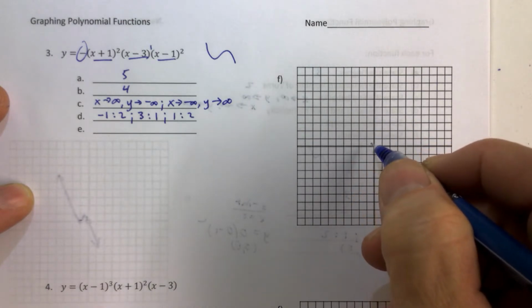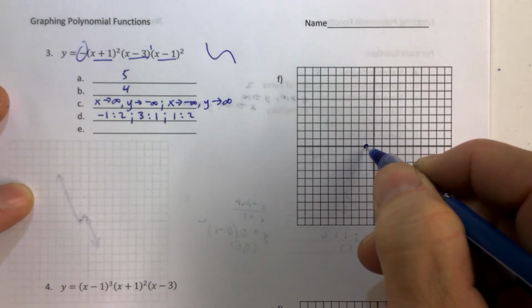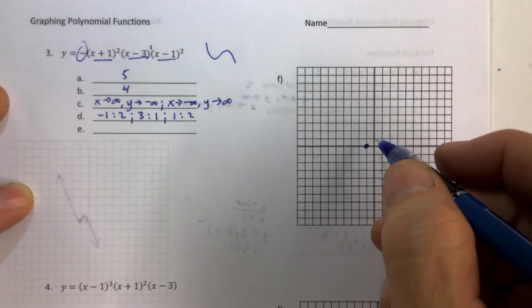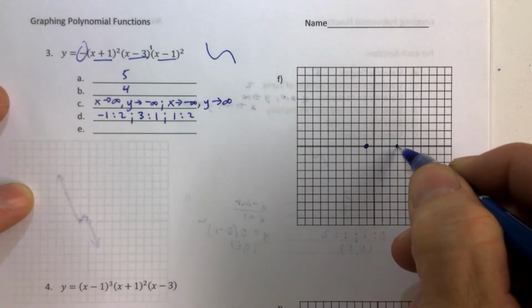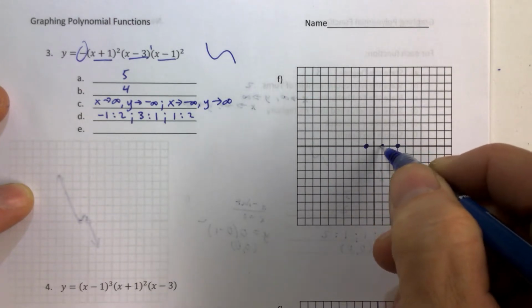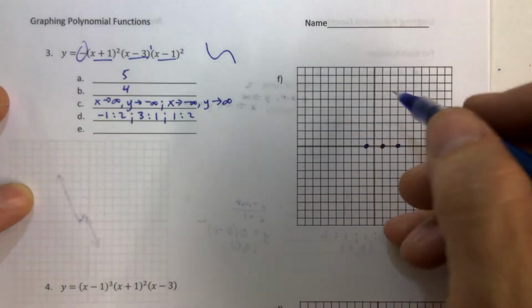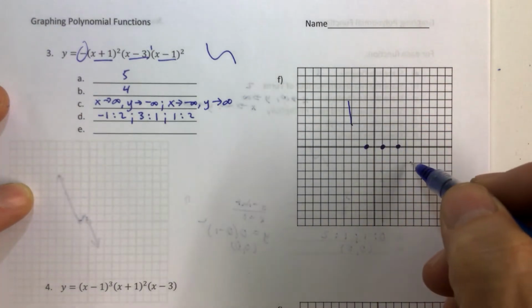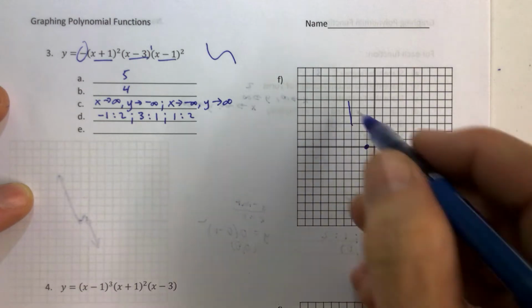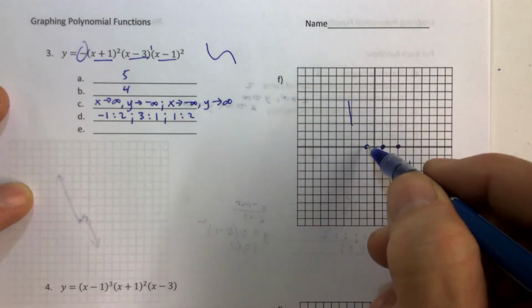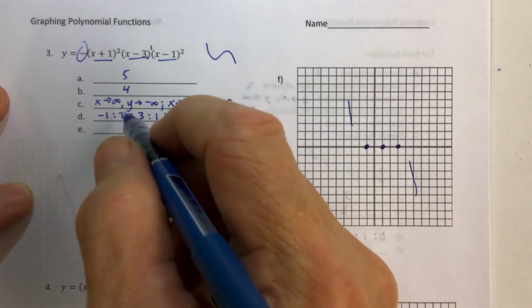So we have the ordered pair negative 1, 0. So negative 1 is an x-intercept, 3 is another one, and 1 is the third x-intercept. The end behavior is going to go down from left to right. So up here, we're going to be approaching the first x-intercept. Let's go ahead and find the y-intercept first.